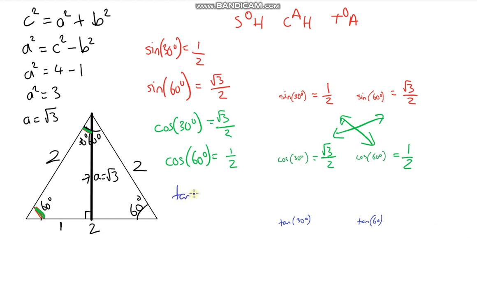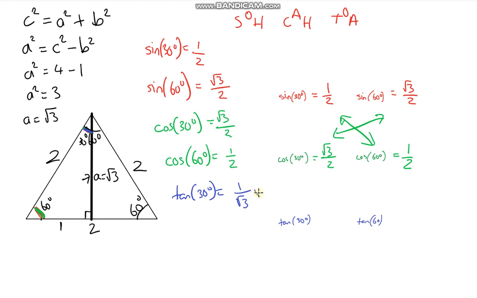Okay. Now finally, let's move on to the tangent. So the tangent of 30 degrees. From our 30 degree angle here, the tangent is opposite over adjacent. So our opposite is 1, and our adjacent is root 3. So it's 1 over root 3. Now you can leave it like this, but recently you've learned how to rationalise denominators. So I'm going to rationalise this denominator.